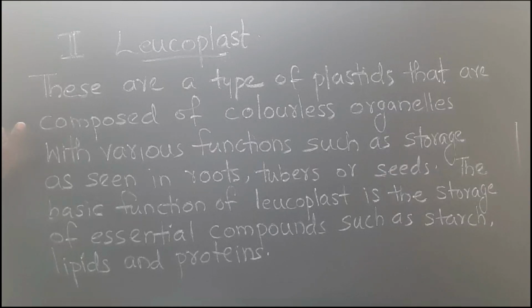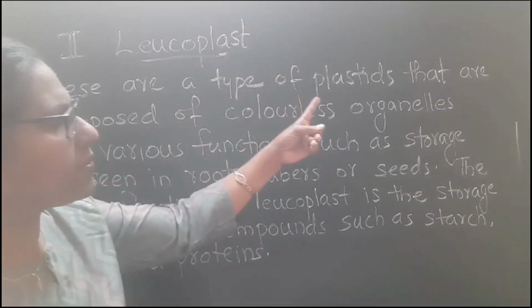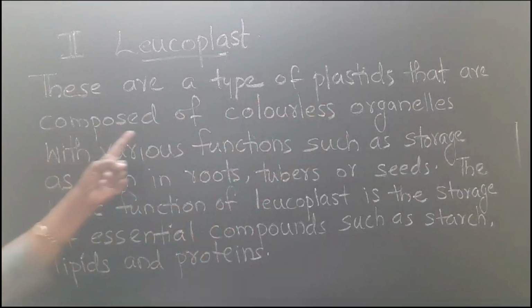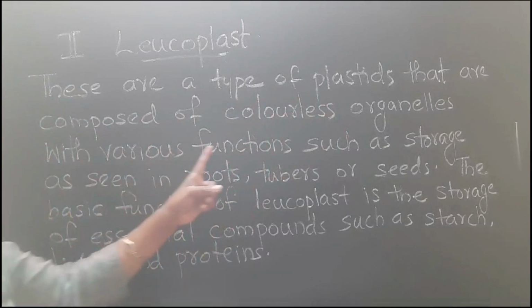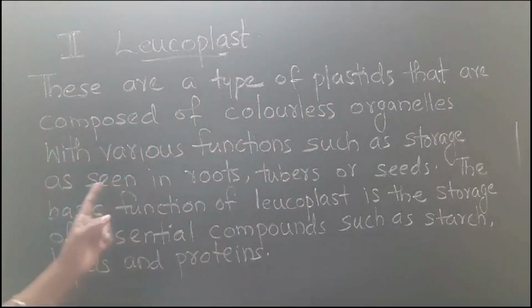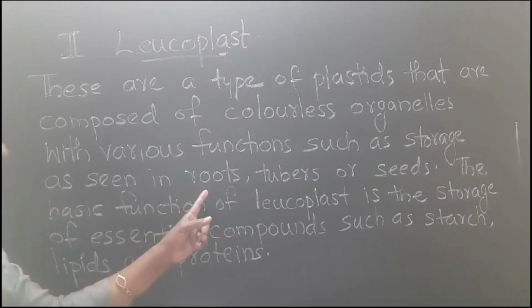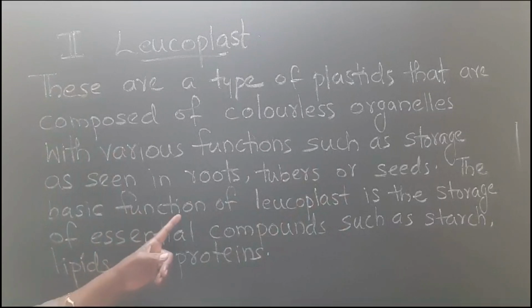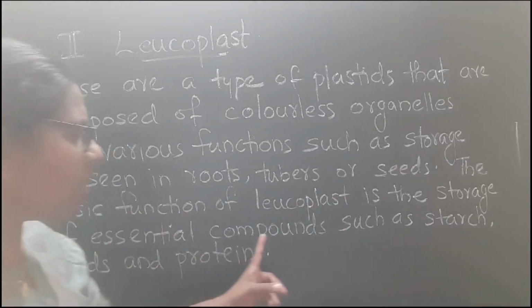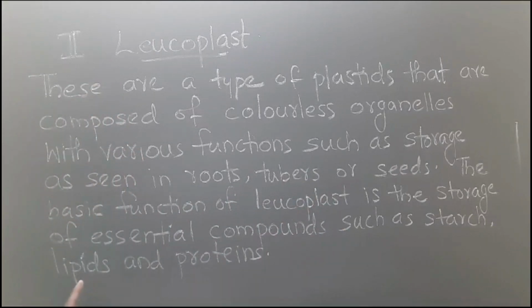What is leucoplast? These are a type of plastids that are composed of colorless organelles with various functions such as storage as seen in roots, tubers or seeds. The basic function of leucoplast is the storage of essential compounds such as starch, lipids and proteins.